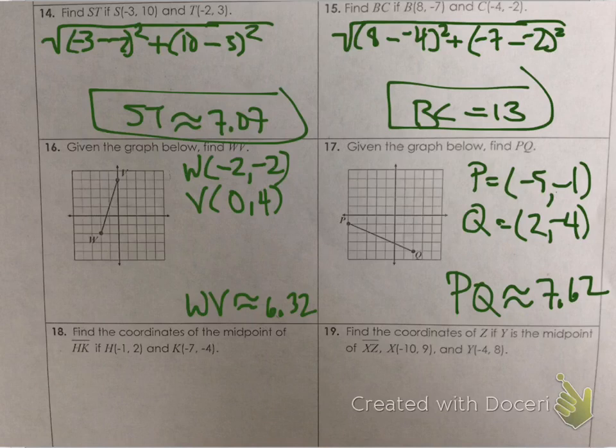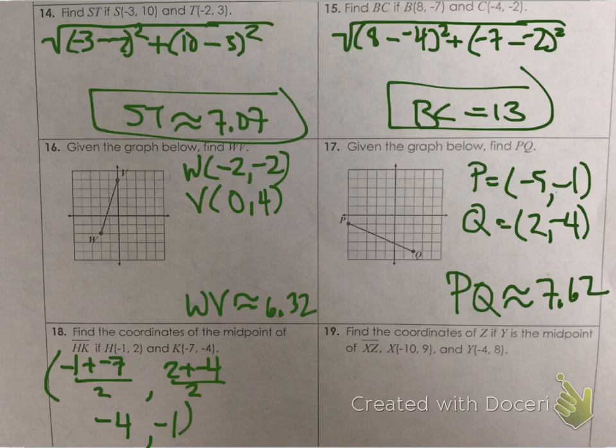Alright. Now let's look at the midpoint. Midpoint again, use that formula. And again, it's not that hard. But what I do is negative 1 plus negative 7 over 2. I would press enter and get an answer of negative 4. Then I would do the y, 2 plus negative 4 divided by 2 to get negative 1. And then that would be my answer.